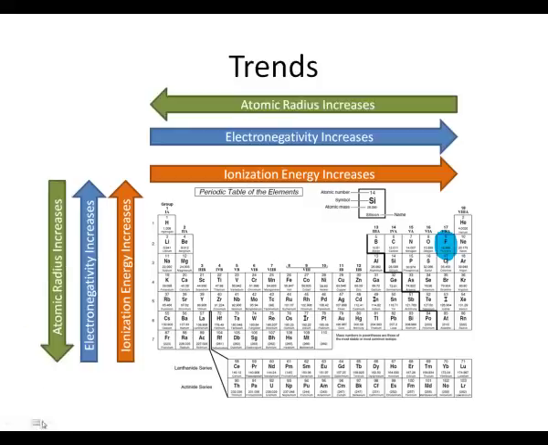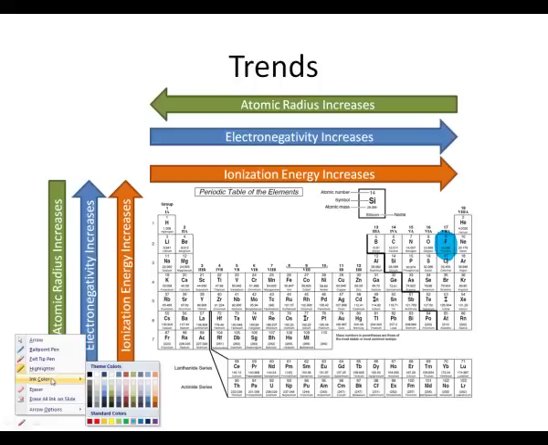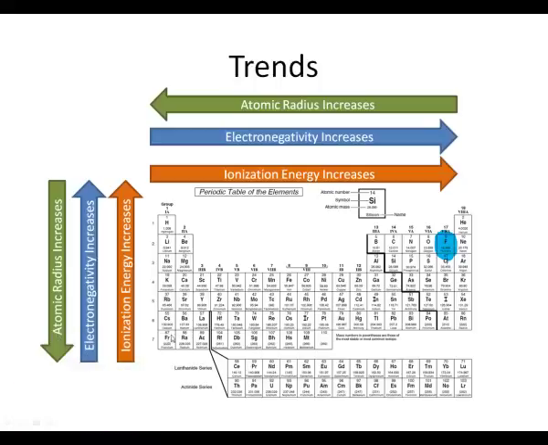Lastly is the atomic radius. The atomic radius shows the opposite trend. So the element with the largest atomic radius is actually going to be francium down here. So the closer something is to francium, the larger the atomic radius is going to be.